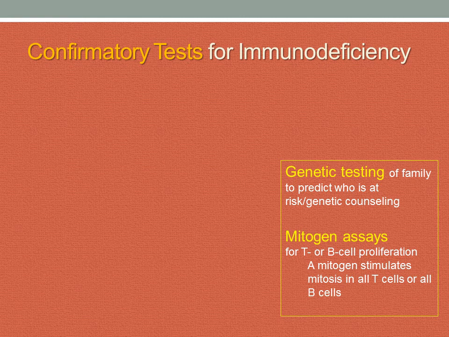And then the other group of tests are mitogen assays. Now, a mitogen is a chemical that stimulates cells to proliferate. So we've got different mitogen tests that will stimulate either T cells or B cells, and then after applying this chemical, which should stimulate them, we can assess whether the patient's cells were stimulated to see if there's a problem with cell proliferation.